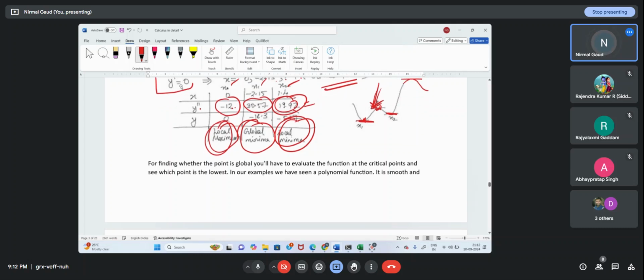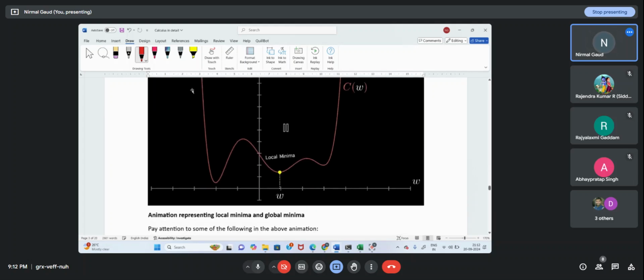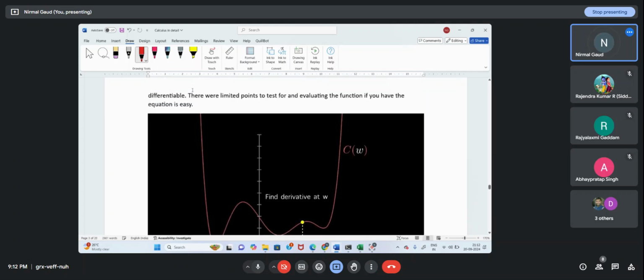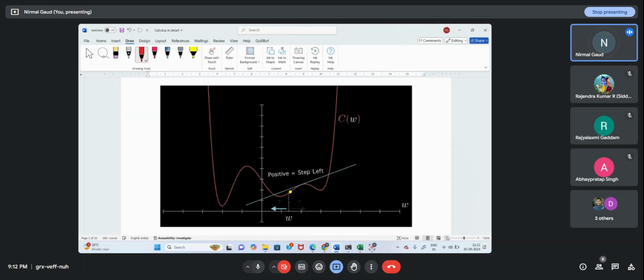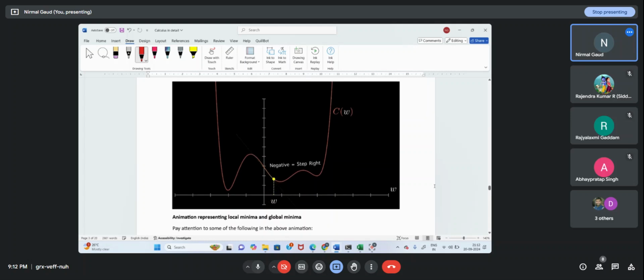So we do have the critical points over which we calculate. Okay, like this. Understand? Very good representation. Understand what's happening. This is local minima. What it is trying to show: this is negative, step right. Then this is local minima.